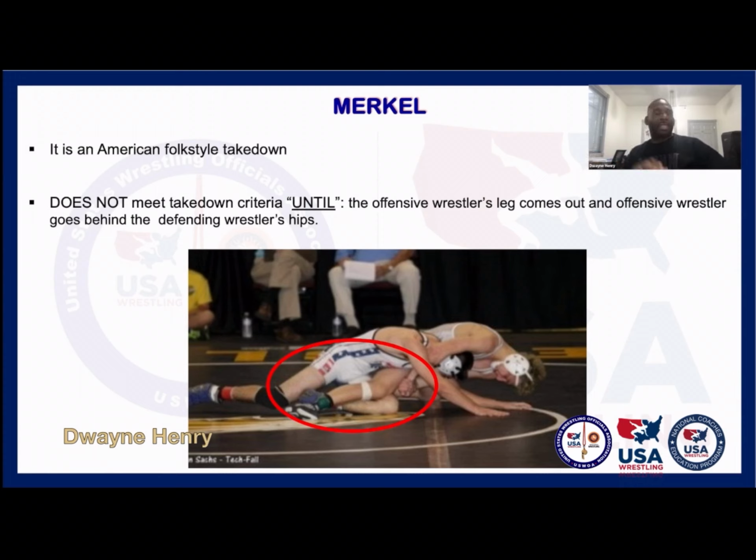And obviously in Greco, it's not going to be a thing. But in freestyle wrestling, this is not a takedown, obviously. One of the things that needs to change, or it's different, is the top wrestler or the offensive wrestler needs to make sure that he gets his leg out, the one that's hooked onto that inside leg, and passes behind his opponent before he'd be scoring that 2 points for that takedown.